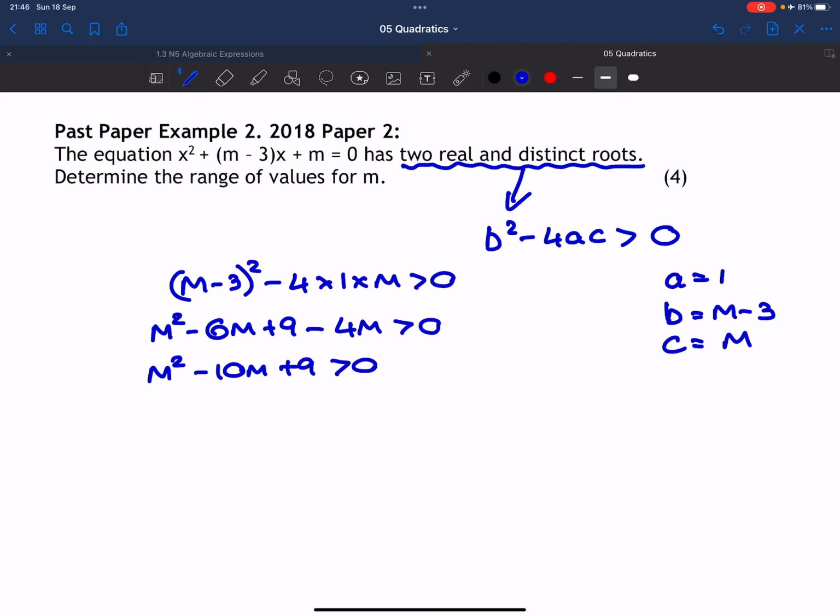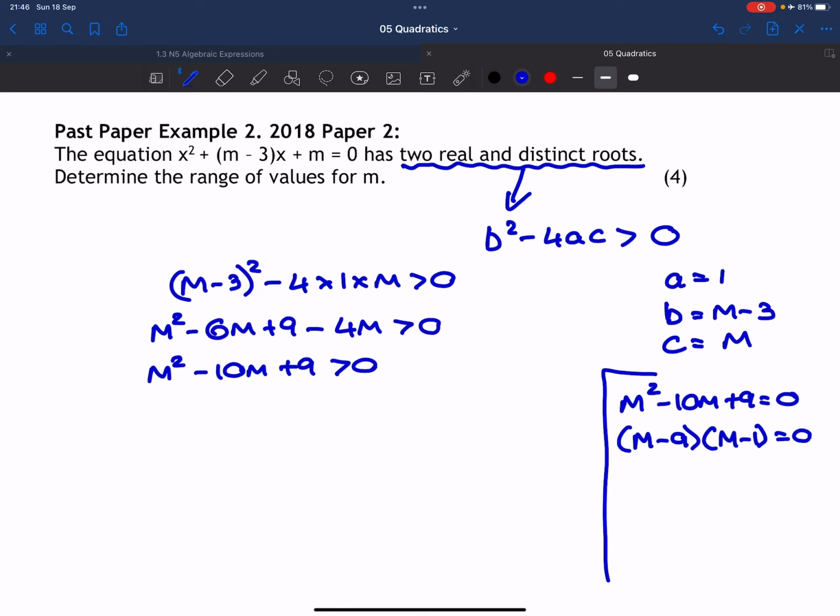To do this, remember, I go to my side and I solve for the equality. So I'll solve for m squared minus 10m plus 9 is equal to 0. So factorise this. That will give me, open bracket, (m minus 9)(m minus 1) is equal to 0. So that will be m is equal to 9 and m is equal to 1.